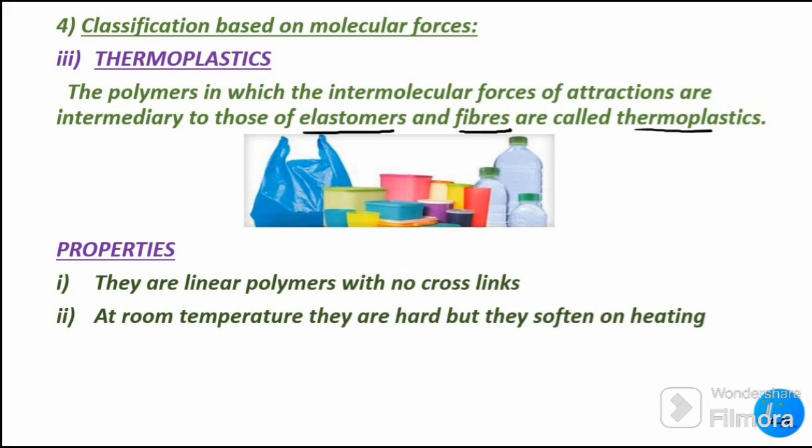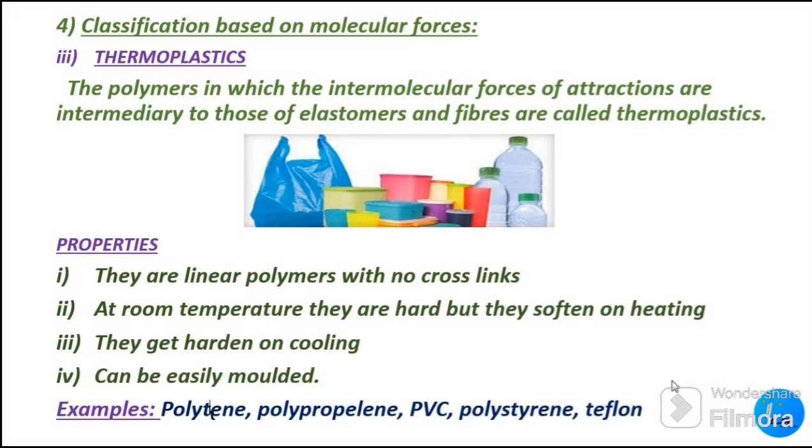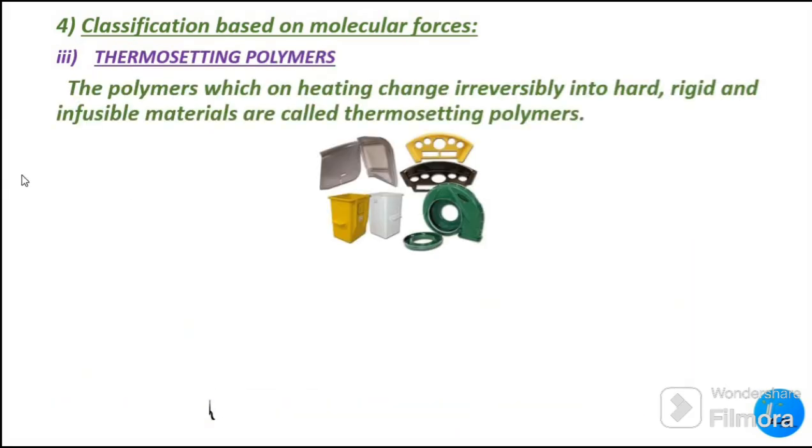Can you understand? Okay. So the next type is thermosets. So what are thermosetting polymers? These are the polymers which on heating change irreversibly into hard, rigid and infusible materials. So these polymers on heating change, but finally they become hard, rigid and infusible materials, and it is not possible to change them again. Those type of polymers are called thermosetting polymers.